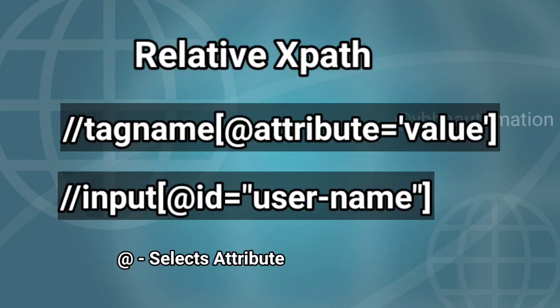So at symbol selects the attribute. ID indicates the attribute name. user hyphen name is attribute value. We have seen how to write the syntax of relative XPath. Now we will try it on our own.